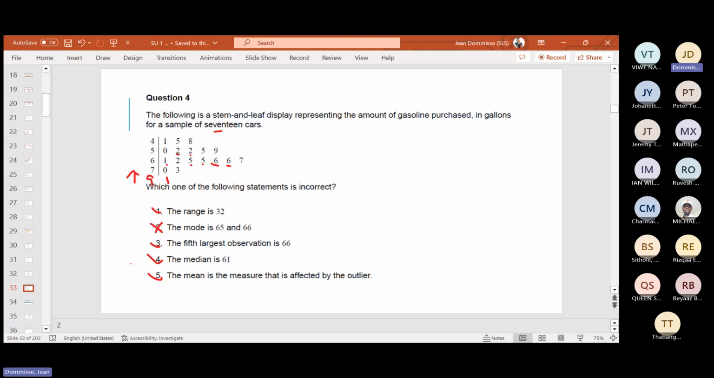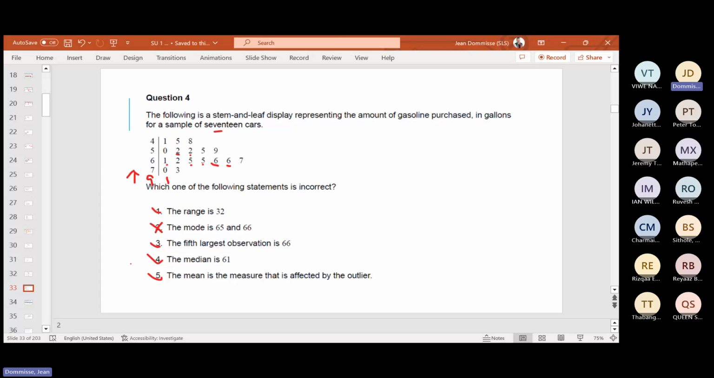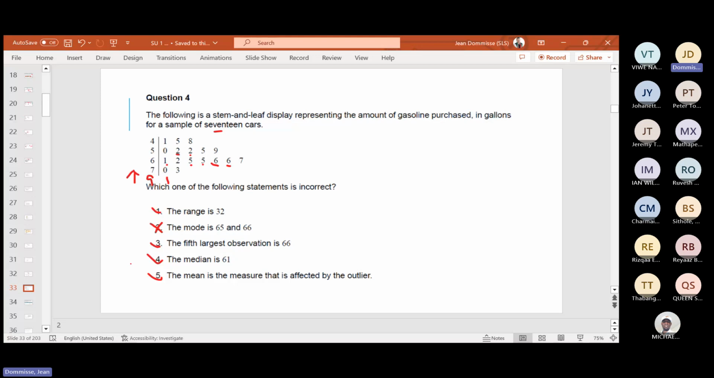If we look at what other measures will be affected, your standard deviation and your variance will also be affected. So if we look at measures of location, it's only the mean that will be affected. But if we look at measures of dispersion, you will automatically see your range will be affected, your variance will be affected, and your standard deviation will be affected by an outlier.